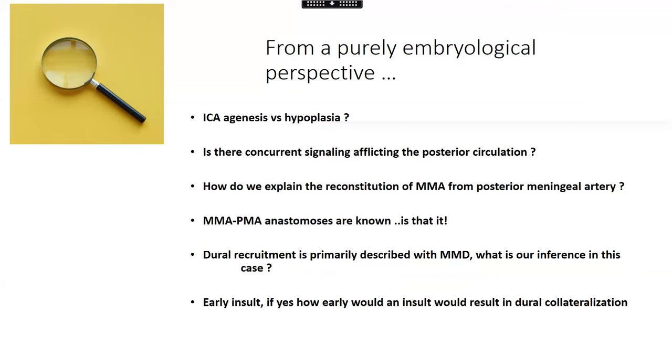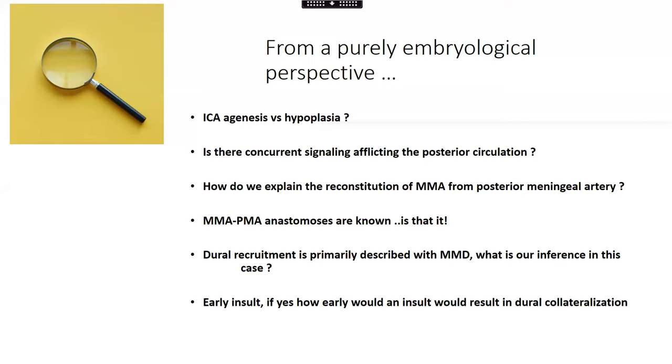The second question is, is there any concurrent signaling which is afflicting the posterior circulation as well? Essentially, from an embryological perspective, the internal carotid artery is a much older system as compared to the vertebrobasilar system. So if it were a signaling pathway which is affecting the internal carotid artery, is there a concurrent or synchronous process which is also affecting the posterior circulation?